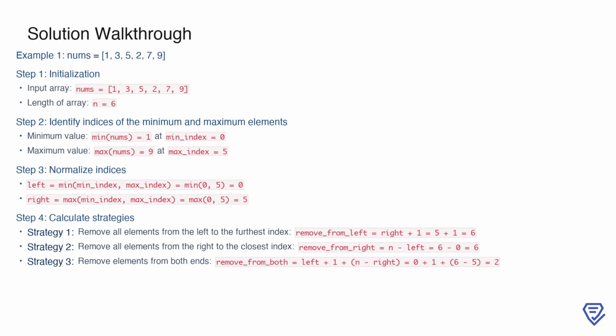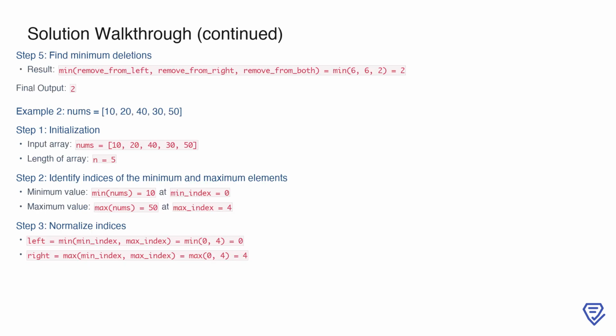The first strategy is to remove all elements from the left up to the furthest index, giving us a total of 6 deletions. The second strategy is to remove all elements from the right, starting from the closest index, which also results in 6 deletions. The final strategy is to remove elements from both ends, which requires 2 deletions.